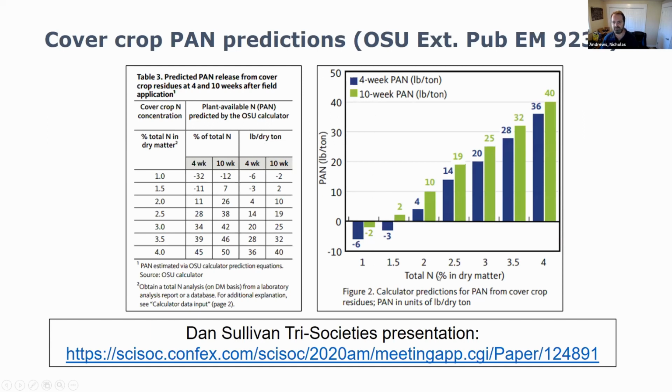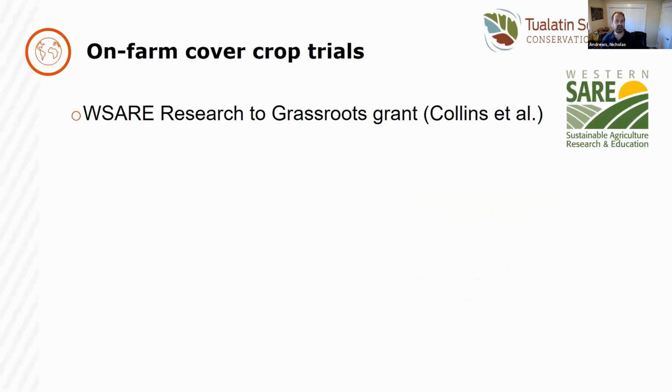And this is total nitrogen as percent in the dry matter. And then on the y-axis is the plant available nitrogen supplied in pounds per ton. So you would multiply these numbers by the tons of dry matter in your cover crops. This information is for people that want to use table values rather than sending their sample into a lab.